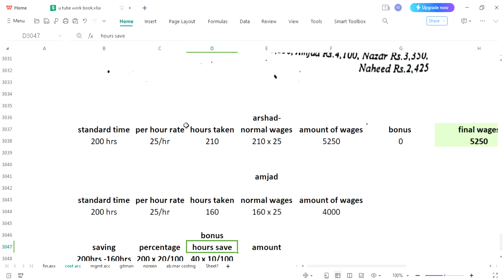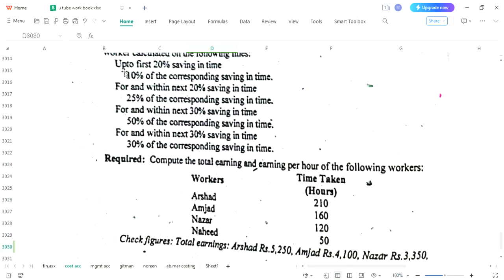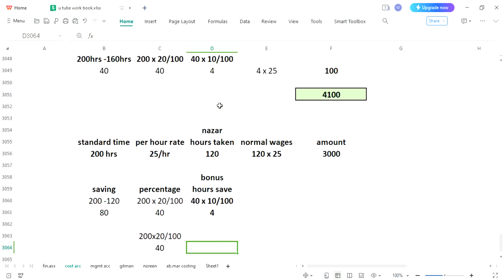For this, the second stage is saying within the next 20%, 25% saving in time is your second stage. So 40 is our calculation, and you will multiply it by 25 divided by 100. This way you will calculate your second saving: 40 multiplied by 25 divided by 100.